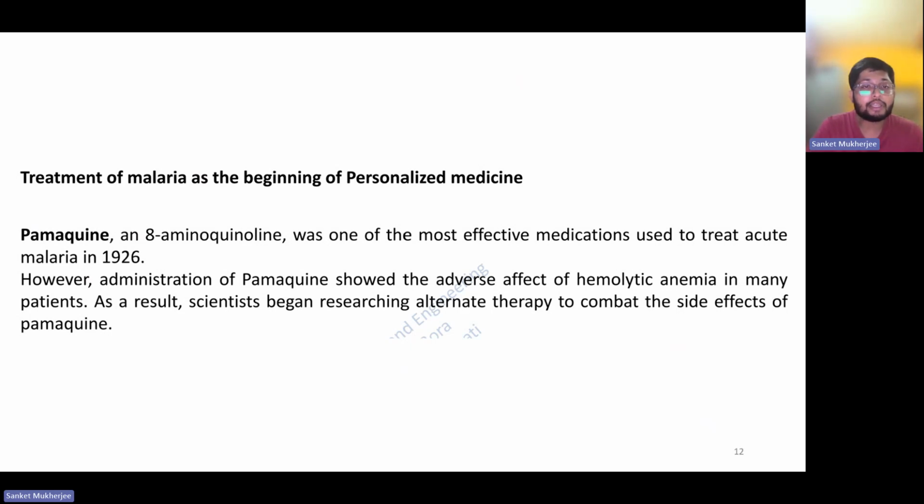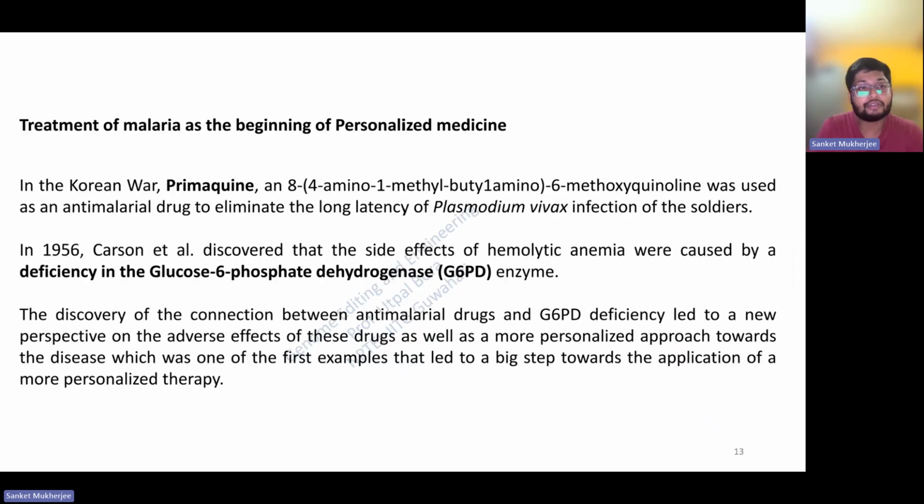Pamaquine, an 8-aminoquinoline, was one of the most effective medications used to treat malaria in 1926. However, administration of pamaquine showed the adverse effect of hemolytic anemia in many patients. As a result, scientists began researching alternate therapy to combat the side effects of this drug.